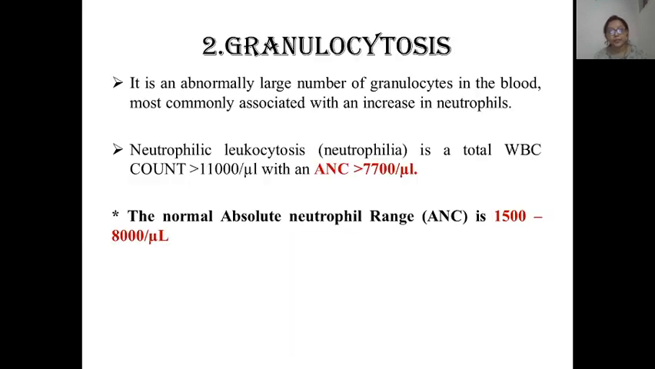Now, what is granulocytosis? It is an abnormally large number of granulocytes in the blood and is most commonly associated with an increase in neutrophils. This is known as neutrophilic leukocytosis, or neutrophilia, where the total number of WBC is more than 11,000, with an absolute neutrophil count of more than 7,700 per microliter. The normal range of neutrophils is 1500 to 8000.